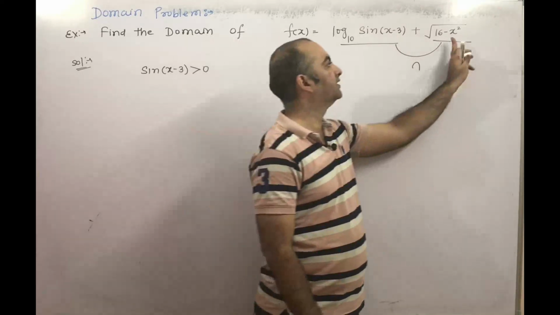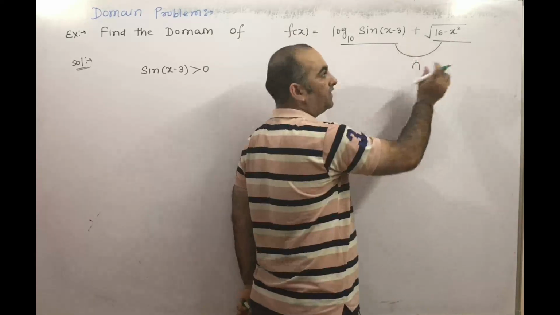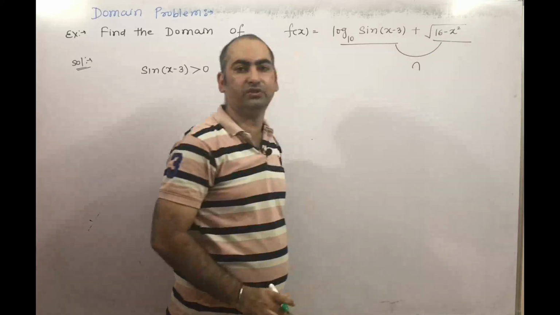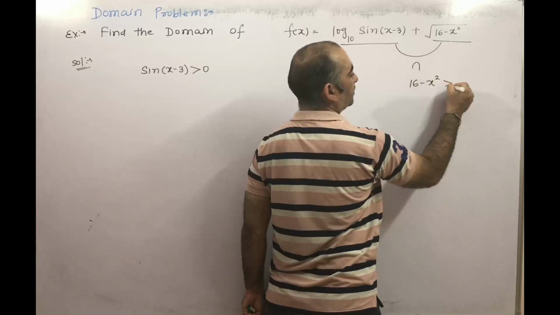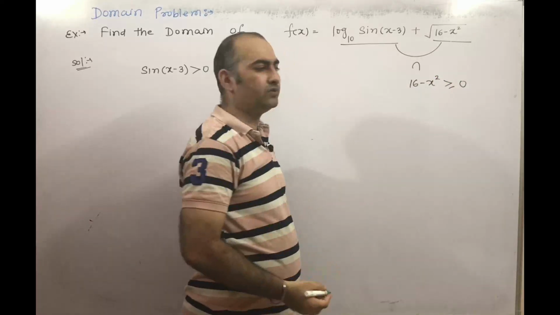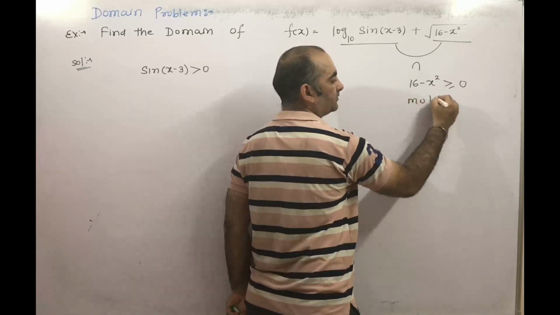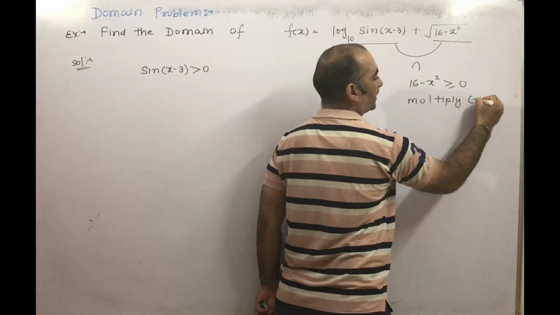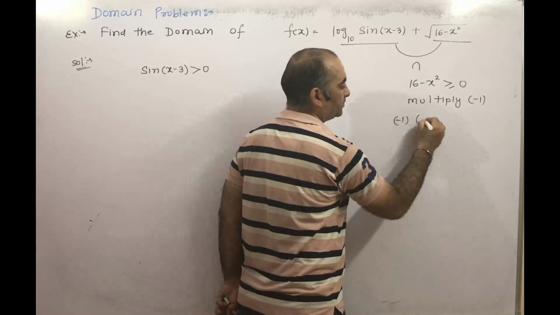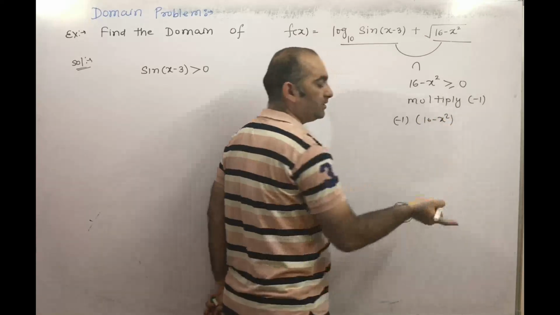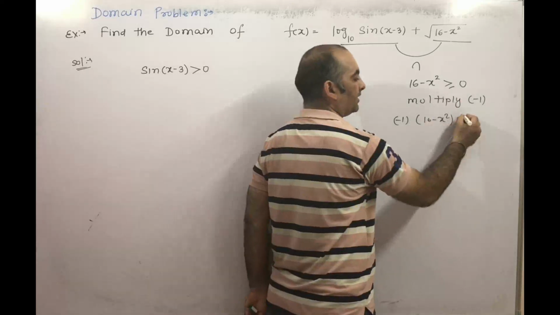Next thing we have to check this function. So this function is defined when? This is a square root. Square root is defined if the inside quantity is either positive or 0. So this one is defined if 16 minus x square must be greater than or equal to 0. Okay, so what we can do here, we can multiply by minus 1. If you multiply by minus 1, what will happen? Minus 1 into 16 minus x square. If you are multiplying by a negative number, the inequality sign will change. So this greater than or equal to will become less than or equal to 0.